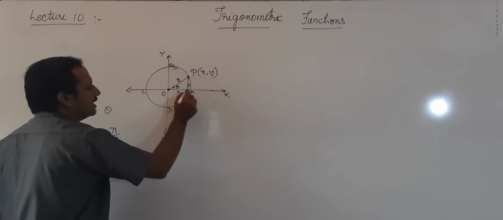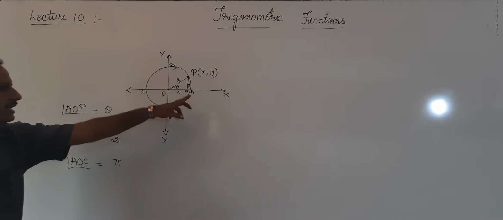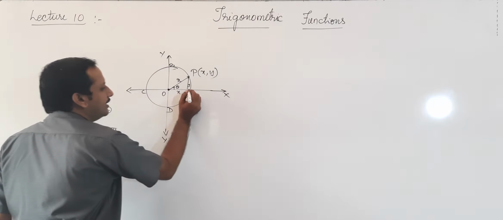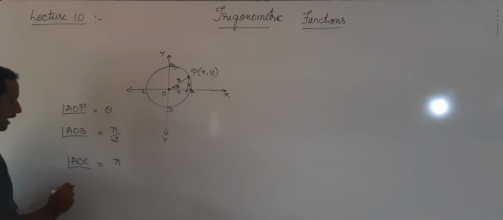I'll call this A. Let this point be M, so that PM is perpendicular to the x-axis. A is a point on the circle. Then what about angle AOD?